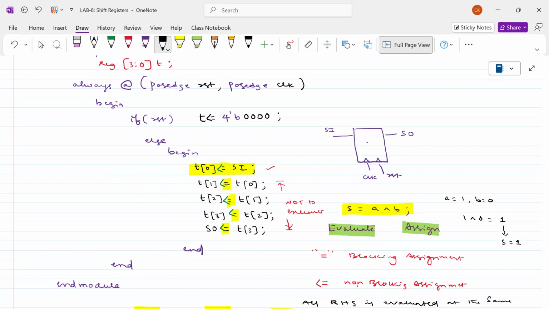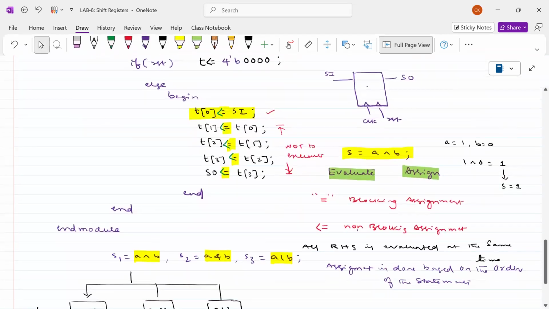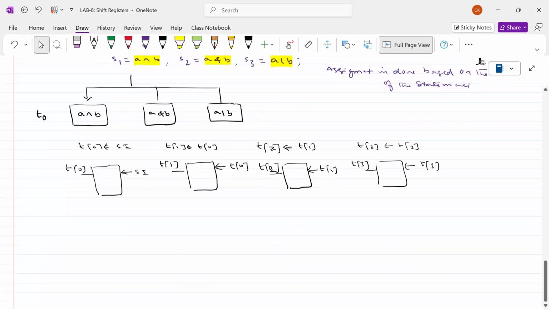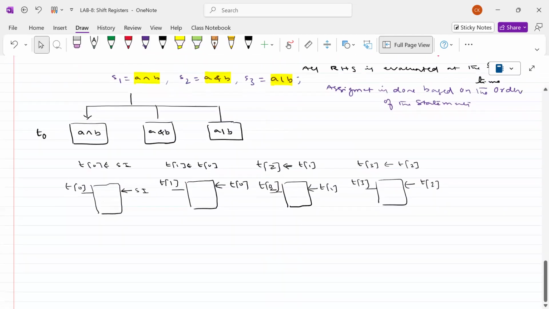Preferably, we use non-blocking statements for the sequential design. Normally we use non-blocking statements for sequential circuits, and blocking statements for combinational circuits. We will talk about this point a little bit later, whenever the time comes. For the time being, please just remember this.